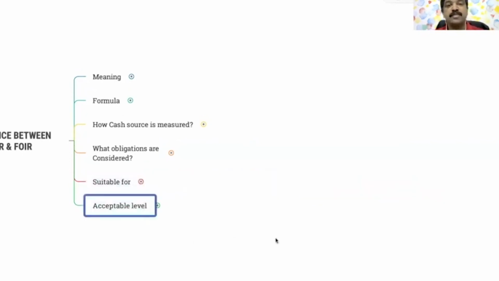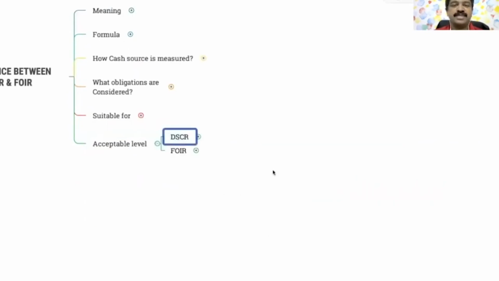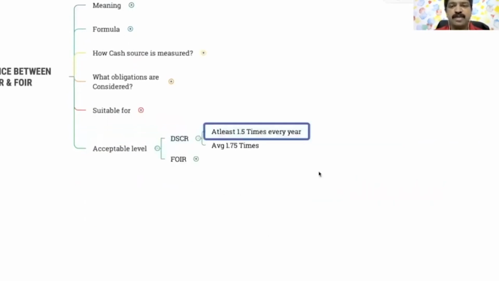And what is the minimum acceptable level? If you take DSCR, the minimum acceptable DSCR for each and every year throughout the loan tenor will be like 1.5 times every year. Of course, it could vary bank to bank depending upon the bank's risk perception. Conservative banks will say something like 1.5 times, whereas the banks which are ready to take a little bit of risk, they'll go even up to 1 time. Okay, this is every year.